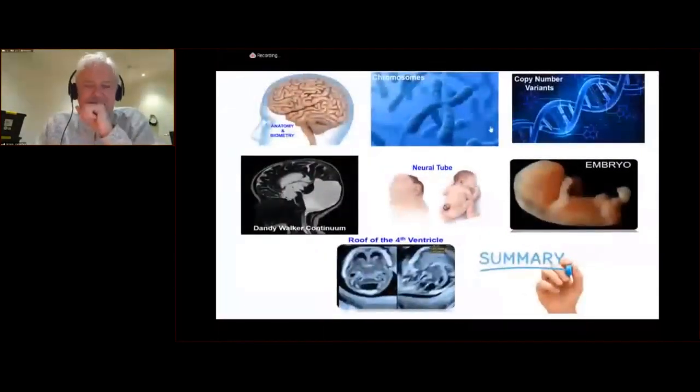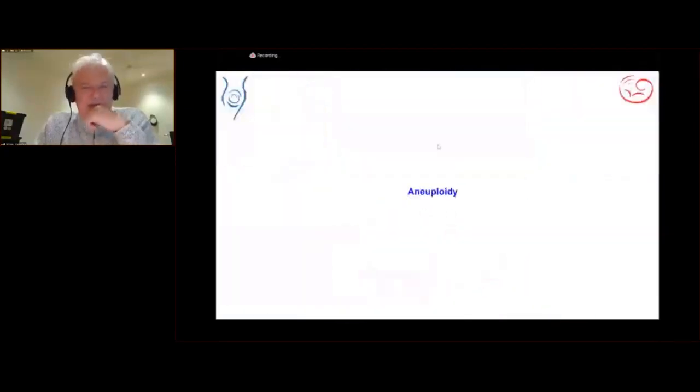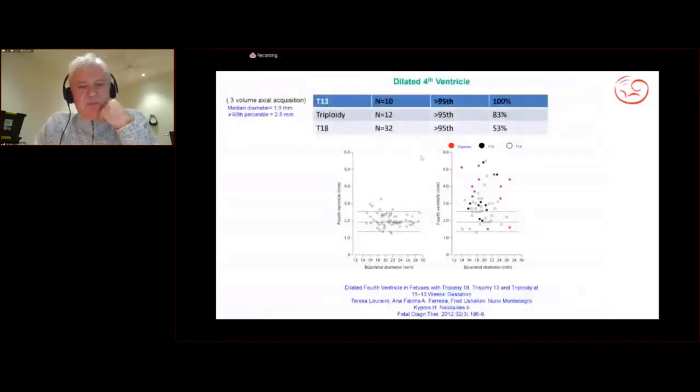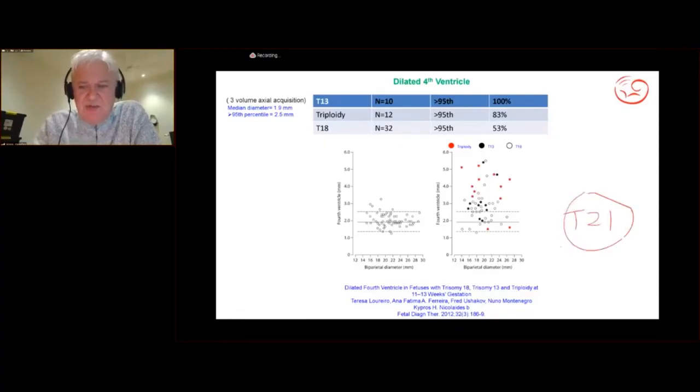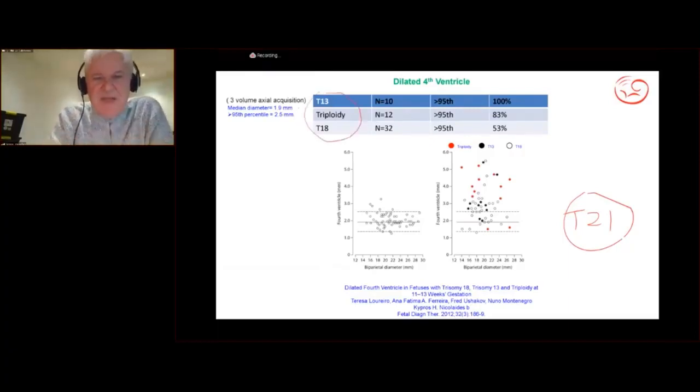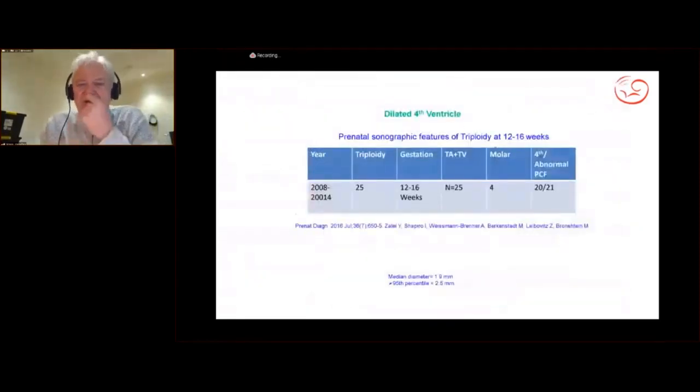So next, let's move towards aneuploidy and look at what role the posterior fossa plays in screening for aneuploidy. And this is, in a sense, a well-kept secret, this study from Kypros Nicolaides' group, because while we are focusing most of our attention, or have been over the last 15 to 20 years, on Down syndrome, the next most common chromosome abnormalities are 13, 18, and triploidy. And what is remarkable about these is that the fourth ventricle is dilated in the majority of these, particularly for trisomy 13 and for triploidy.